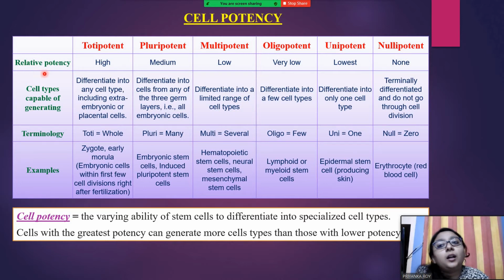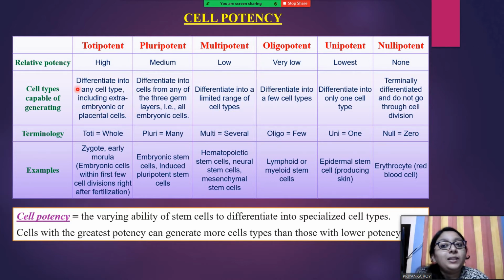So according to relative potency, like exactly at which level their potency lies, I have arranged them in decreasing order from highest to lowest. So as you can see, the totipotent cells have the highest level of potency. So what are those cells? Those cells are which can differentiate into any cell type, like any cell type of the body, including the extra embryonic cells or the placental cells. So extra embryonic cells, which is the placental cells, as you know that placenta is the external covering of the embryo.